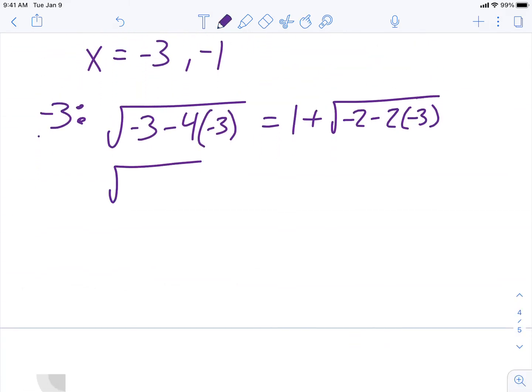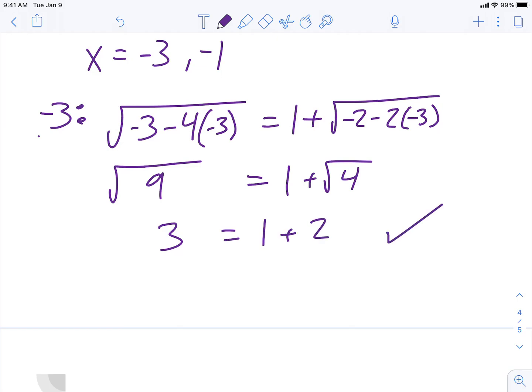Okay, so -3 minus 4 times -3, that's -3 plus 12, which is 9. And -2 minus 2 times -3 is -2 plus 6, which is the square root of 4. And so the square root of 9 is 3, and the square root of 4 is 2. So 3, I think, does equal 1 plus 2, so that one's good.